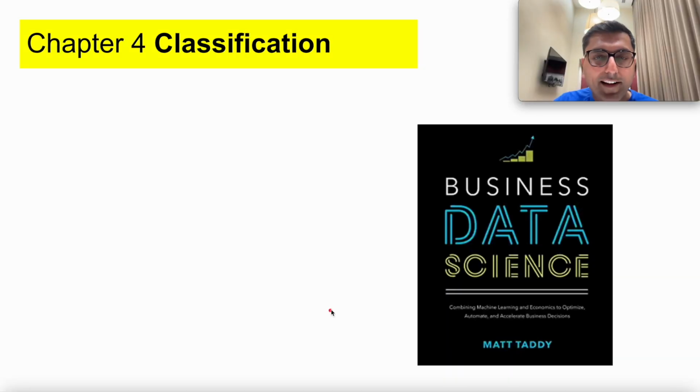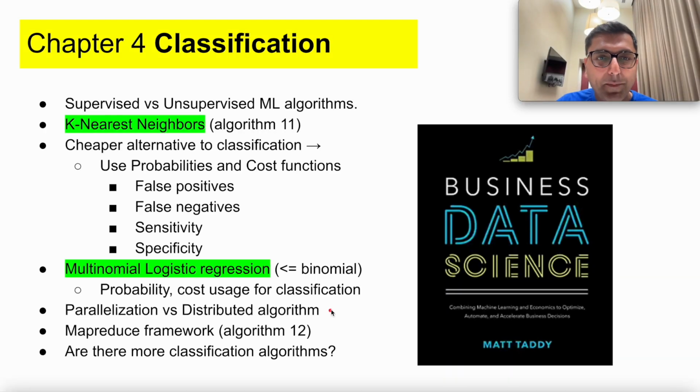Chapter 4, Classification. In this chapter, we're going to learn two new algorithms, K-nearest neighbors and multinomial logistic regression. Along with that, we'll also learn a lot of new concepts.